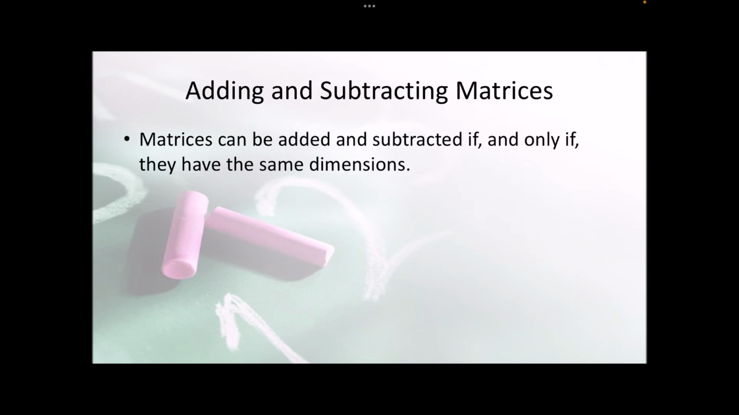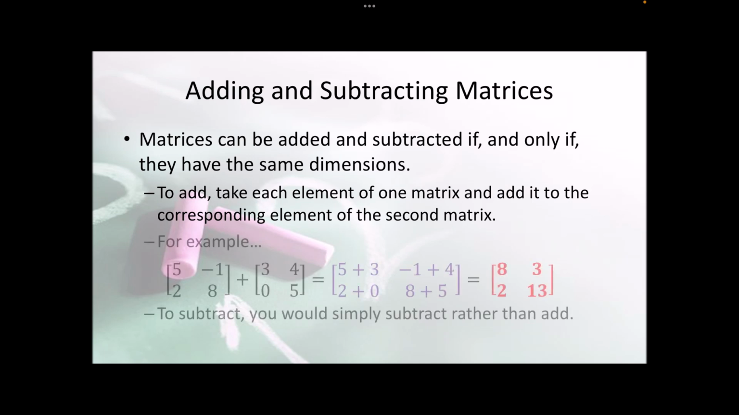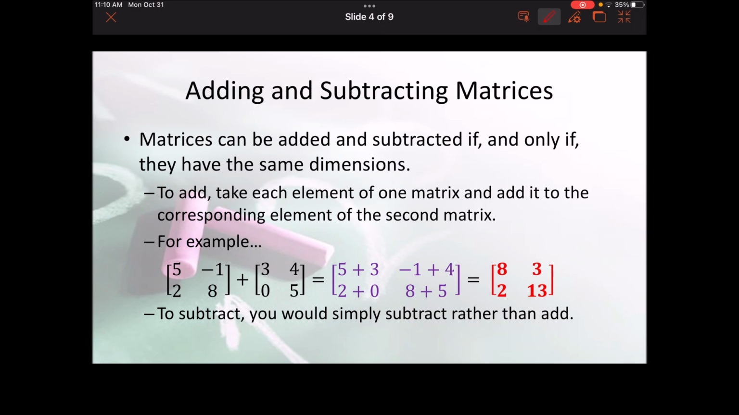When we add or subtract matrices, the first thing we have to check is to see if it's even possible. In order to be possible, they have to have the exact same dimensions. When we find two matrices that have the exact same dimensions that we want to add, we take each element and add it or subtract it to the corresponding element of the other matrix. So as an example, I would take the first element, element 1, 1, in my first matrix and add it to the first element, or element 1, 1, in my second matrix.